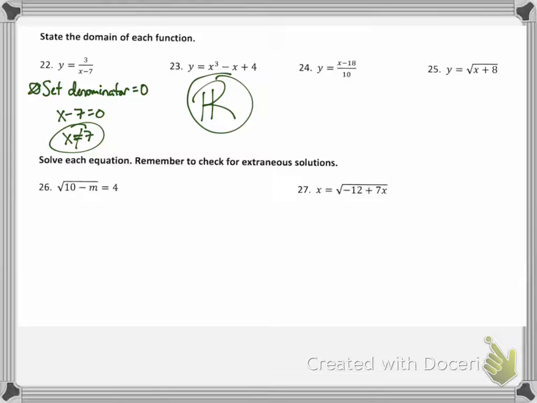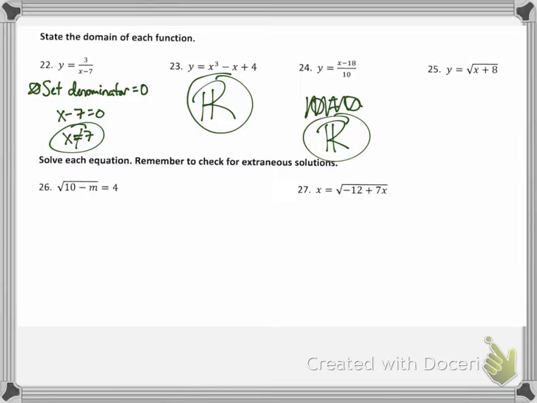24, we see another fraction, so I'm going to set the denominator equal to 0. Now, you notice in this case, the x is on the top. I don't care if the x is on the top. That has nothing to do with this. We only care about the denominator when it comes to these fractions. 10 doesn't ever equal 0, so this is kind of an irrelevant thought. Since there's no x on the bottom, there's nothing we need to worry about. In this case, we set our denominator equal to 0. It didn't make any sense. That's okay. That just means everything is going to work. All real numbers for our domain in 24.